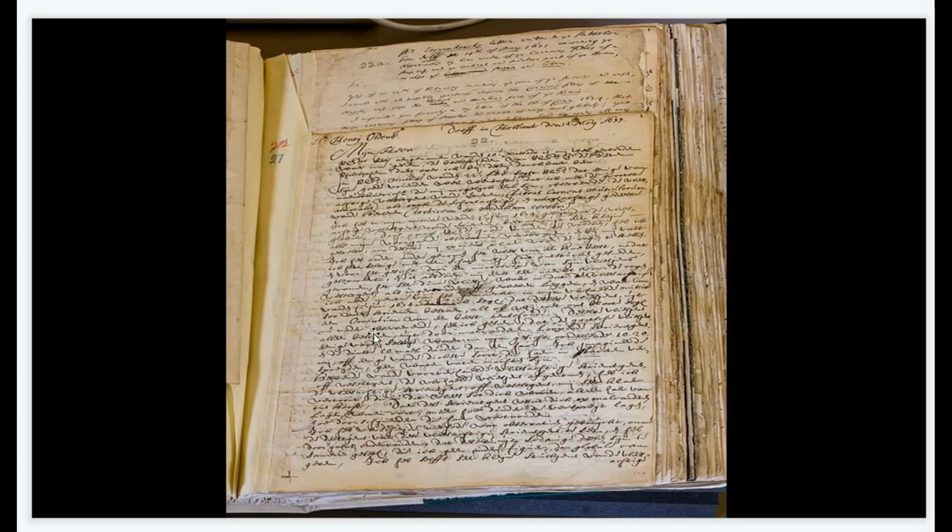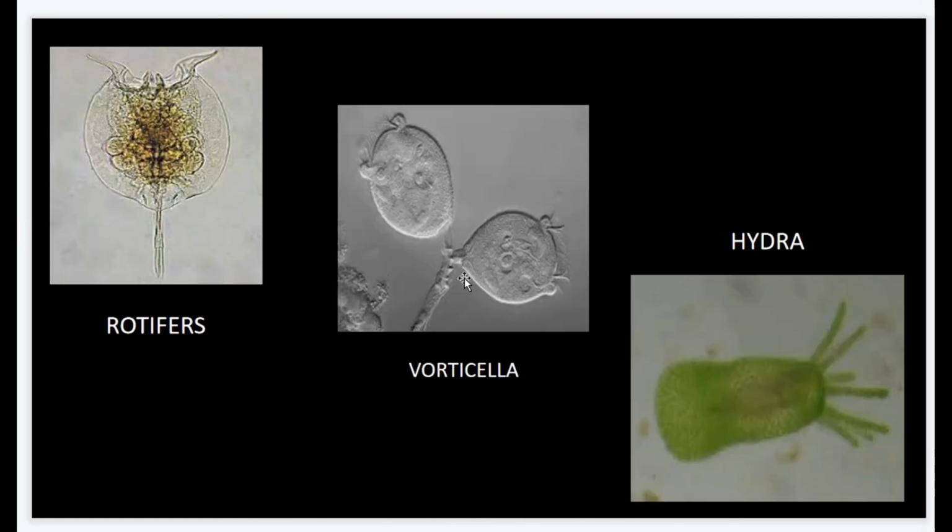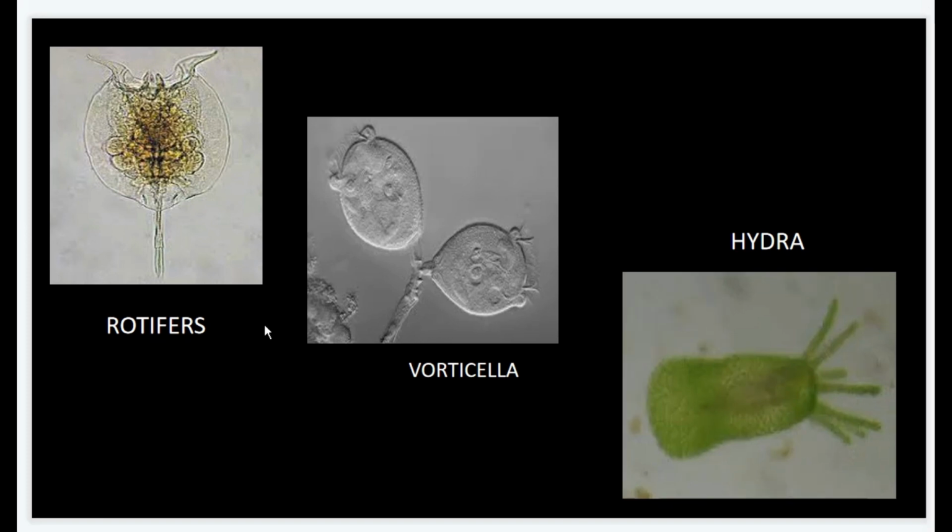So he wrote these letters in Dutch, and later they were translated into English and published. The first observation he made was in pond water, and he made a diagram in his book. That showed rotifers, Vorticella, and Hydra. These are all organisms which were seen by Anton von Leeuwenhoek under his microscope, and he drew the diagram which he mentioned in his book.